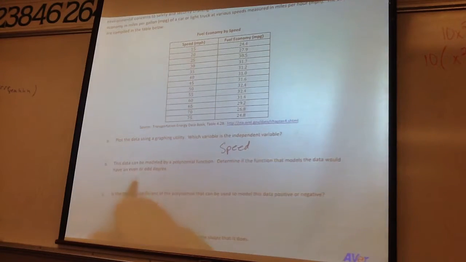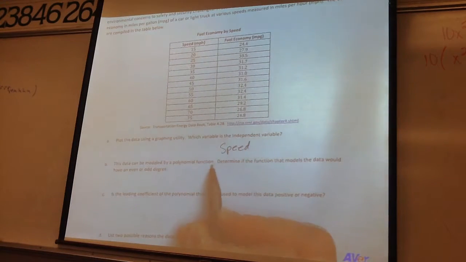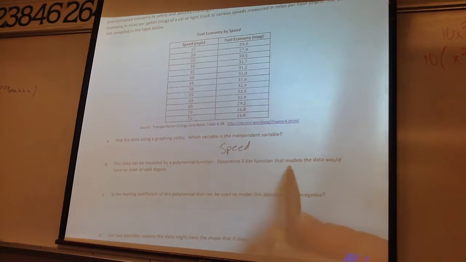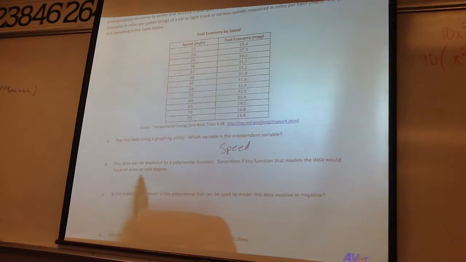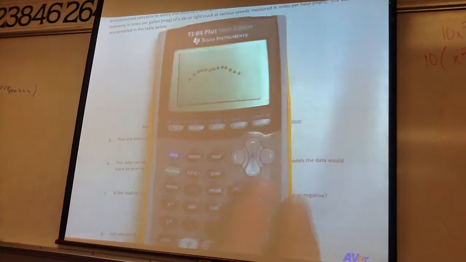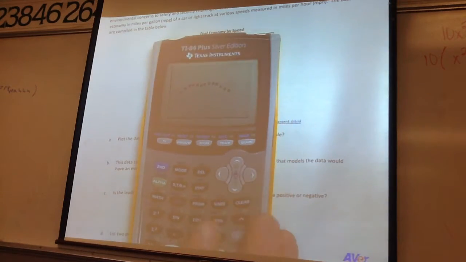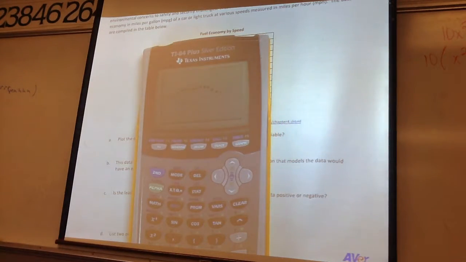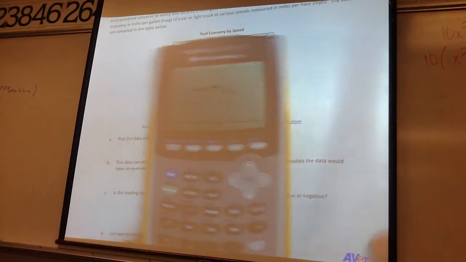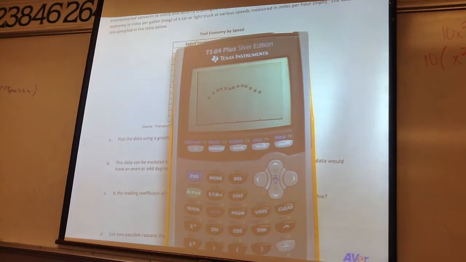It says this data can be modeled by a polynomial function. Determine if the function that models the data would have an even or odd degree. Don't say it out loud. Tell me, does that have an even or odd degree? Even. You just said don't say it out loud.